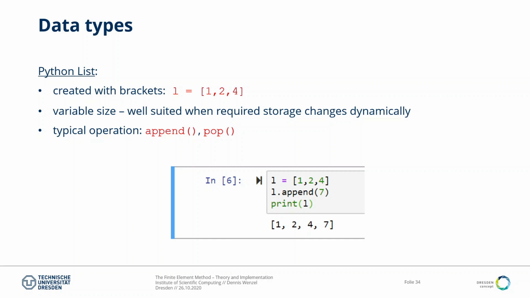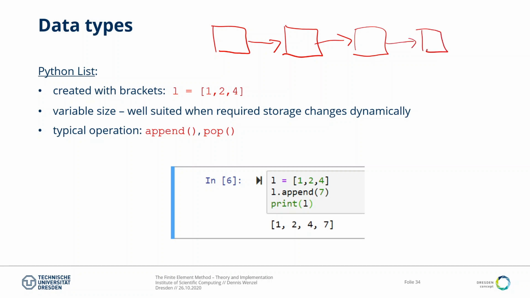The reason is that you might have heard this before in some fundamental programming course. Lists are always stored in a way that every element points to the next one. So if I have this list and I simply want to add something to it, I can just do this. So lists are quite flexible. That's why it is very useful when we don't know the size of the data when starting the computation. Typical operations are append, that's what I did here, and pop, which is the opposite operation.